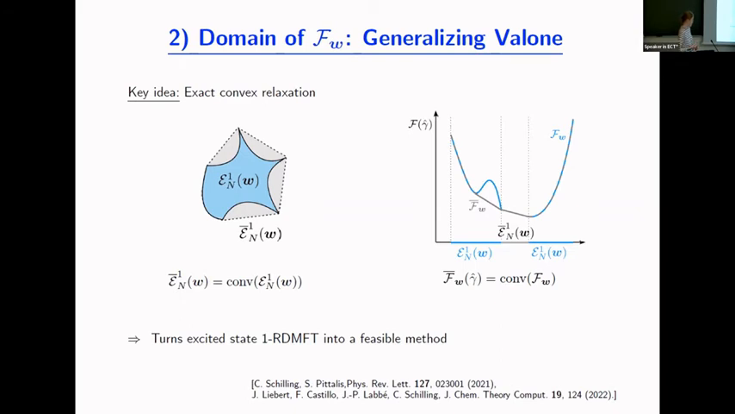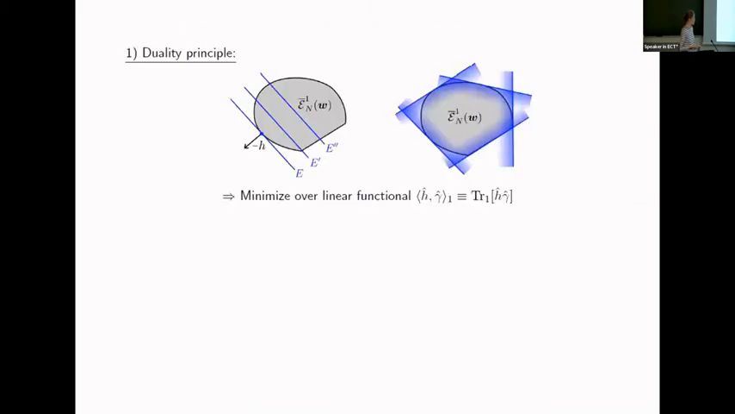And this is then exactly also what allows us to turn this excited state 1RDMFT into a feasible method, because it actually allows us to obtain an efficient description of the functional's domain, so of the convex hull here. And that's, of course, what I have to do next. So let me briefly illustrate the most important concepts.